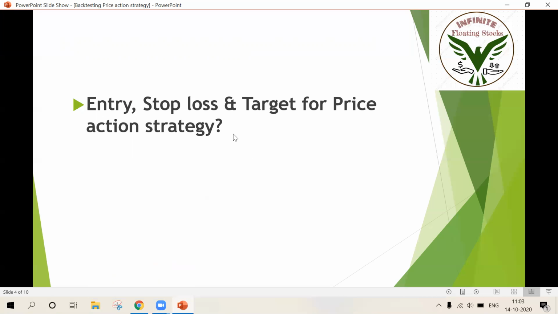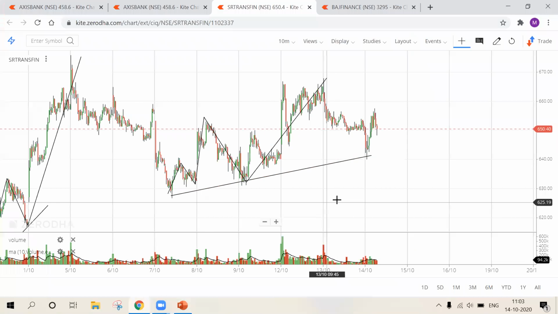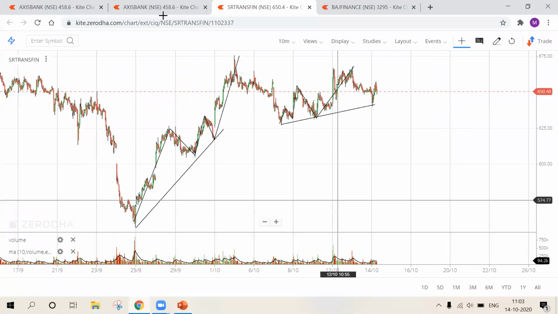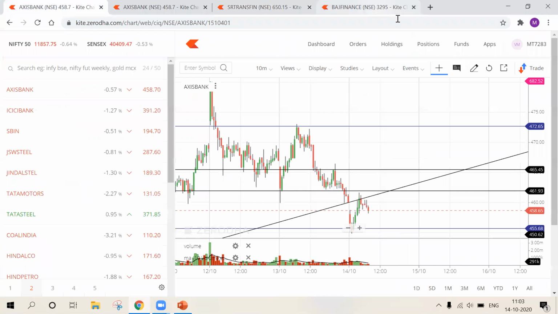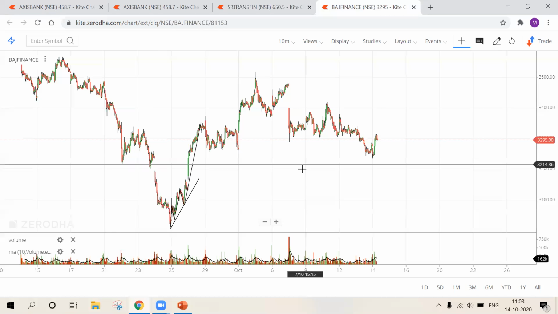So let's get on to the charts. Let's backtest the strategy, then let's look at entry, exit, target and stop loss later on. All right, so let's select Bajaj Finance.